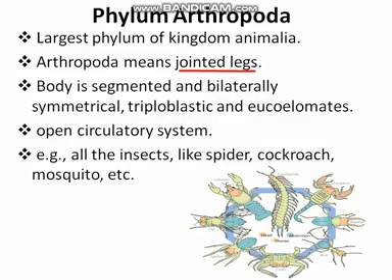So this was about phylum Arthropoda. They have jointed legs, and the body is segmented. They are bilaterally symmetrical and triploblastic, with an open circulatory system. All insects come under this phylum. And this is the largest phylum of kingdom Animalia.